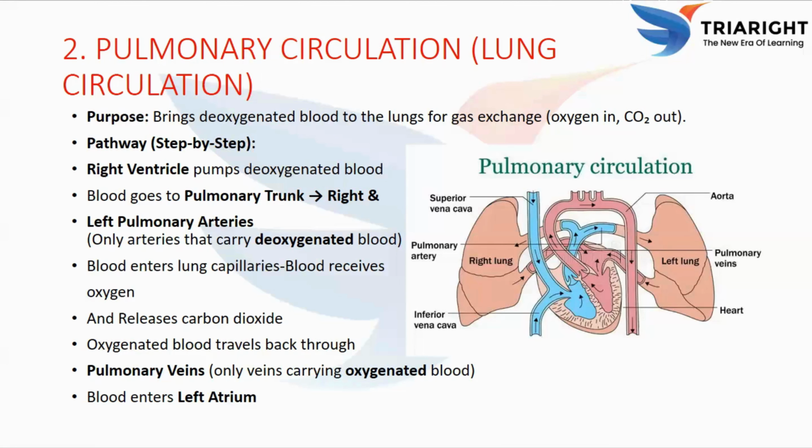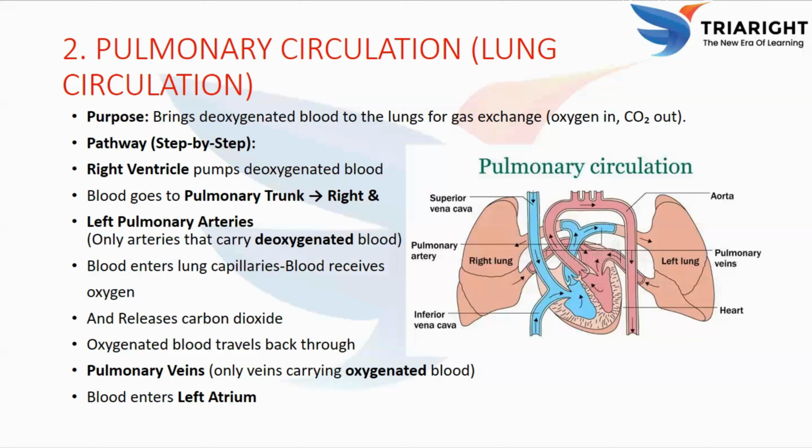After the lung capillaries, the blood goes to the pulmonary veins. This blood is now oxygen rich, and it returns to the heart through the pulmonary veins. These are the only veins that carry oxygenated blood. This blood finally enters the left atrium, ready to be sent to the body via the systemic circulation.